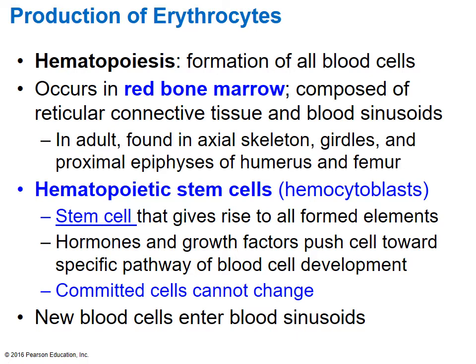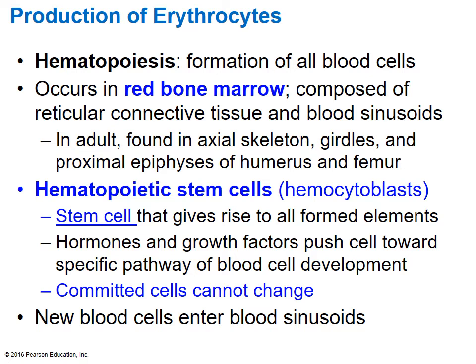Now, for the formed elements of our blood, we have to go over to the red bone marrow and look for our hematopoietic stem cells. These hematopoietic stem cells will give rise to the red blood cells, the white blood cells, and the platelets. The way the stem cell will know which formed element to become will depend on which hormone and growth factor it is exposed to. When it's exposed to a specific hormone or growth factor, the stem cell is converted into a committed cell, meaning that when it reaches maturity, it's going to be a red blood cell, a white blood cell, or a platelet.